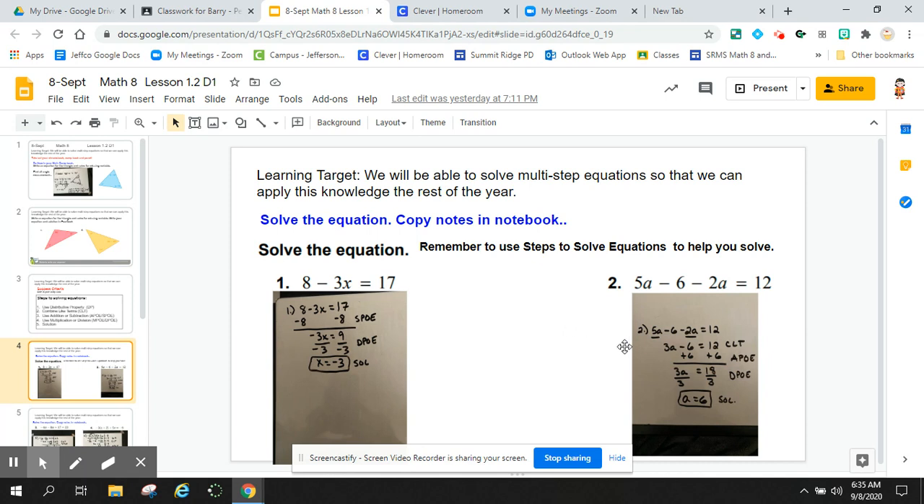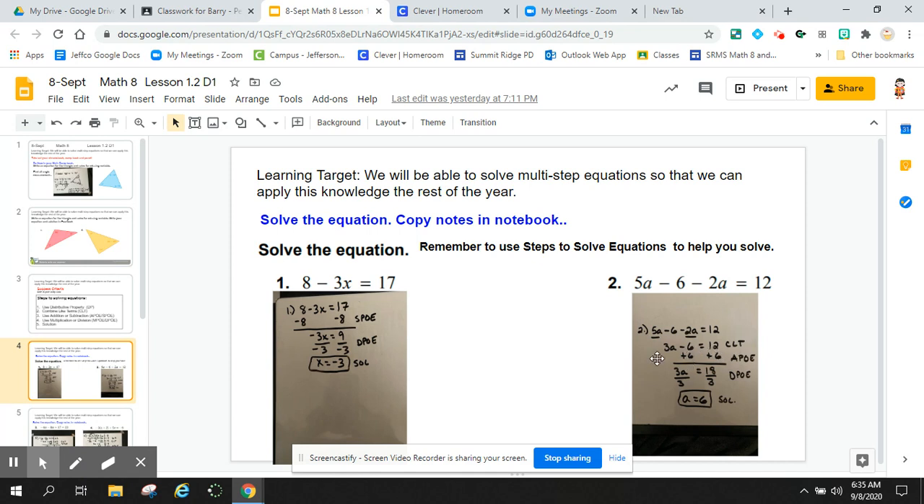Over here on number 2, I did the same thing. I rewrote the equation 5a minus 6 minus 2a equals 12. So here I look, I can't use distributive property, so now I'm going to combine like terms. I have a 5a and I have a negative 2a. You could also read it as 5a minus 2a. When you do that, you should get 3a. Minus 6, I brought down the negative 6, equals 12.